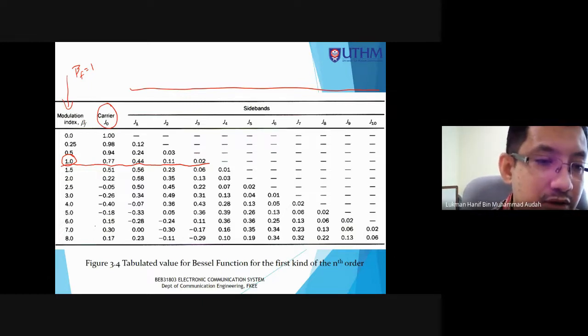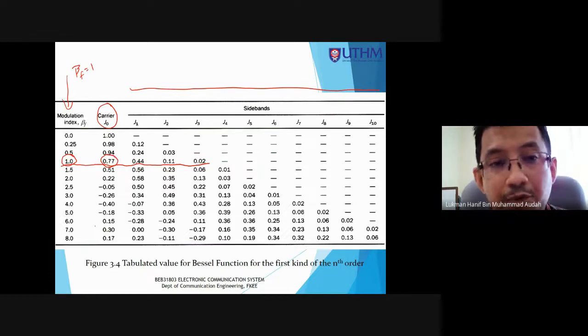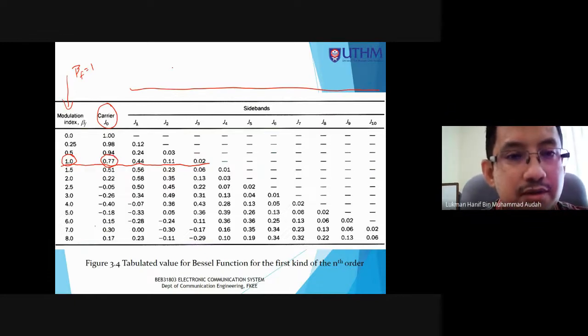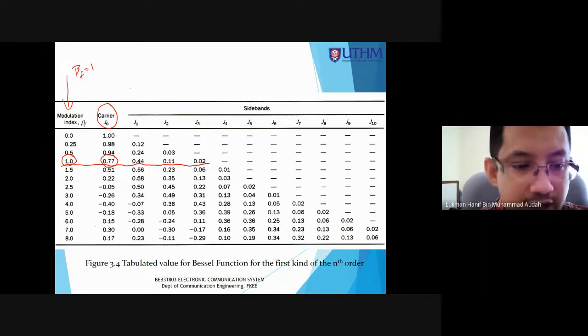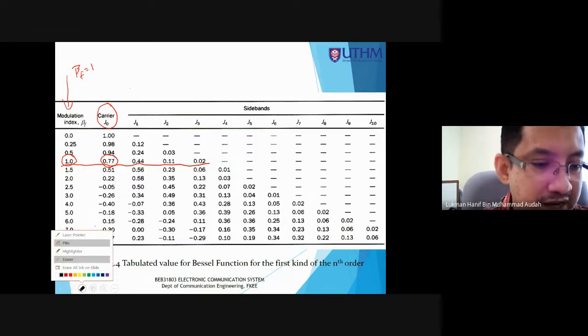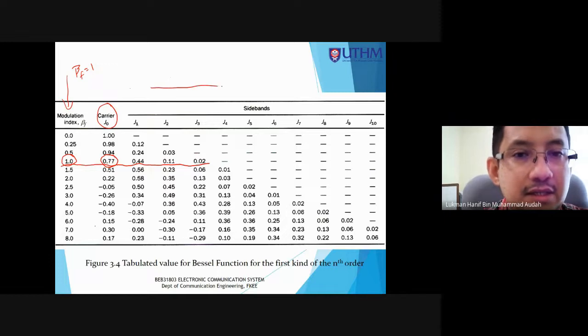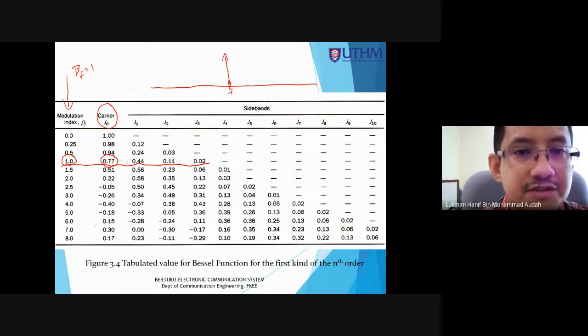Here is the carrier component. If I draw like this, I am going to have a carrier component and 3 pairs of sidebands. First I have the carrier component, this is FC, which is at J0. And then I have J1, and this is also J1.